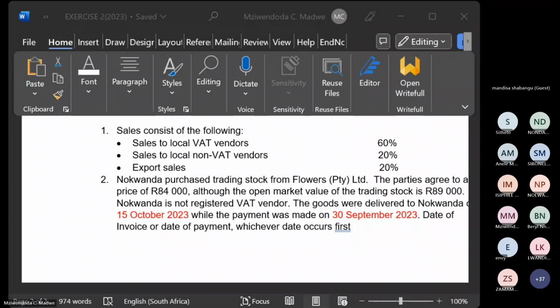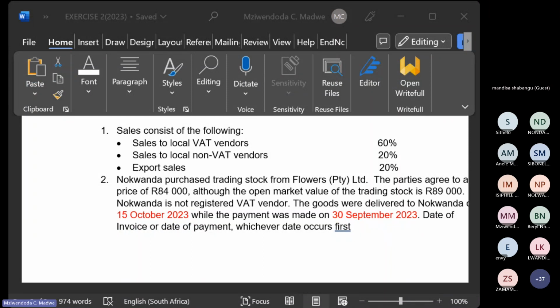So, which means in conclusion, the time of supply here is 30 September 2023, because 30 September 2023 is before 15 October 2023. That is what I was trying to explain there. So done in terms of that question.